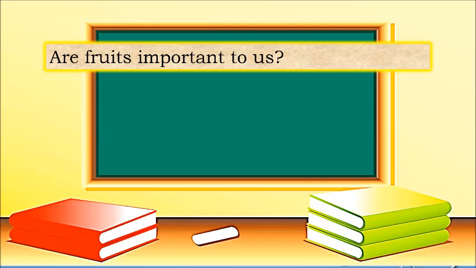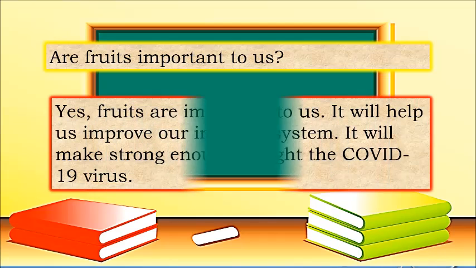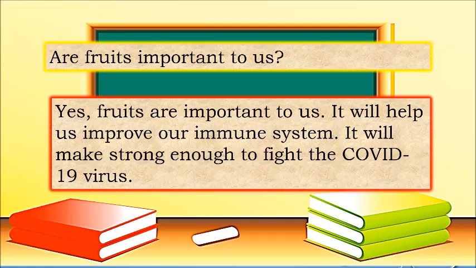Are fruits important to us? Kids, are fruits important to us? Will you try to ask yourself? Yes, of course. Fruits are very important. Why? It will help us improve our immune system. One way to have a good immune system is by eating different fruits, not only apples and oranges. So, if you are not eating fruits, start eating now. It is very, very important to us.